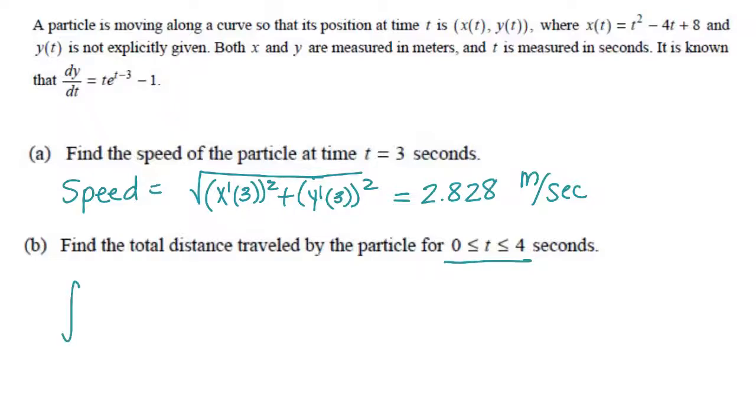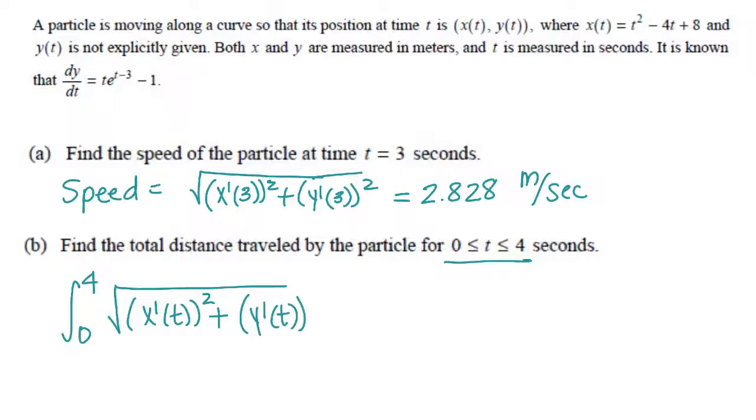Okay, and then part B, the total distance traveled from 0 to 4. So you would integrate your speed essentially from 0 to 4. For this one, you're just going to have the square root of x prime at t squared plus y prime at t all squared dt. And that should give you 11.587.